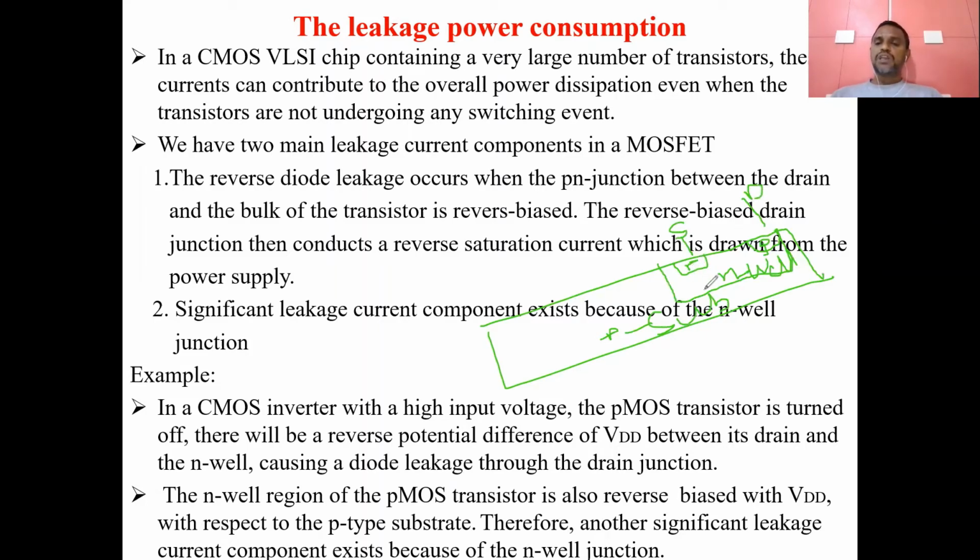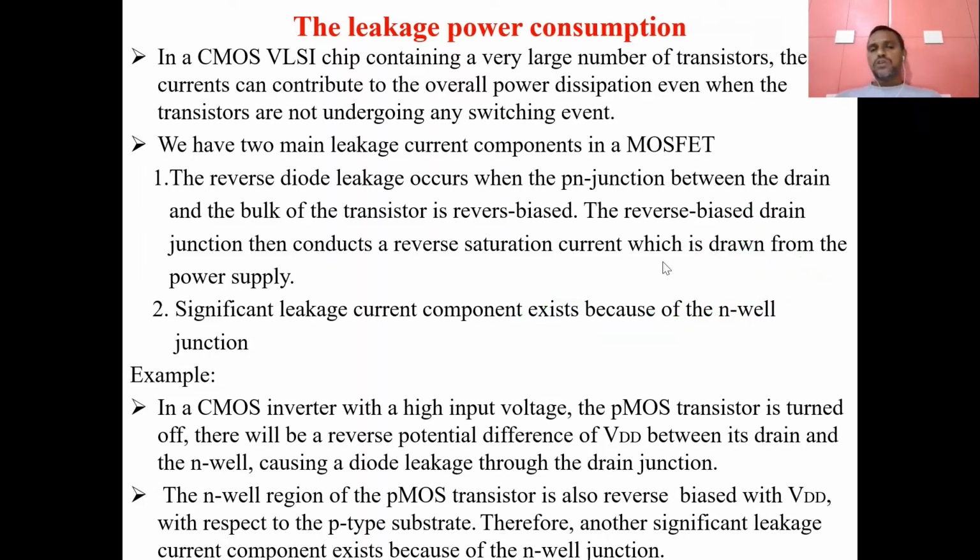Between this P-type material and the N-well, there will be a formation of junctions. Whenever these junctions are in reverse bias, or whenever this PMOS transistor goes into the off condition, a reverse leakage current will flow. Because of the junctions between the source and drain and the substrate, at the same time the source and drain and the N-well, they will cause the leakage current for us.